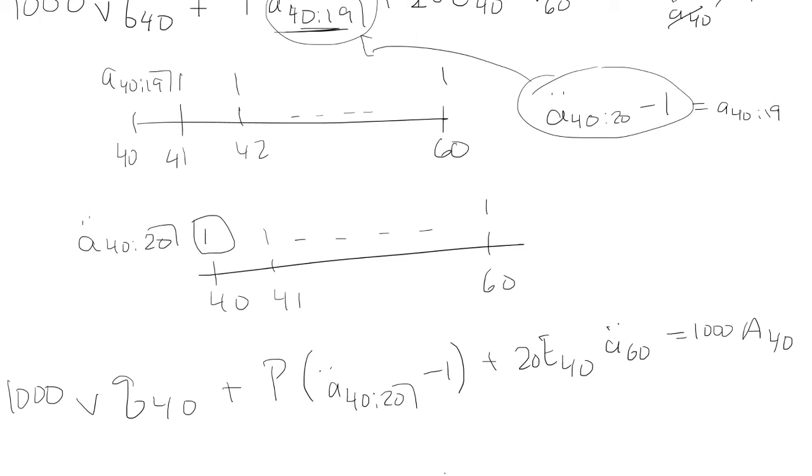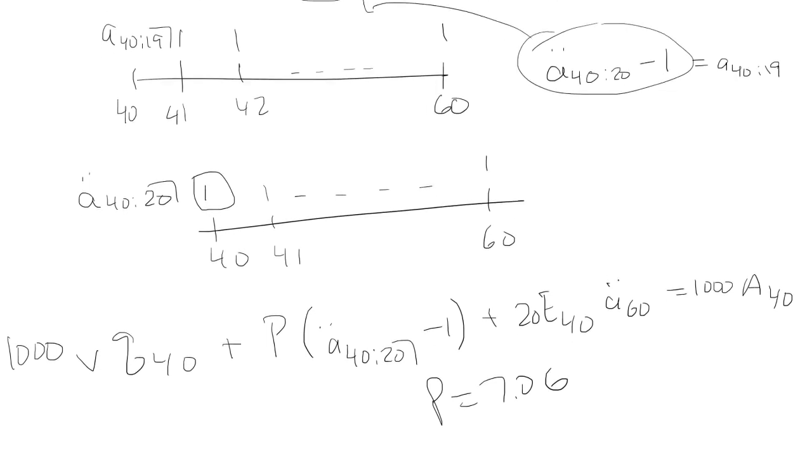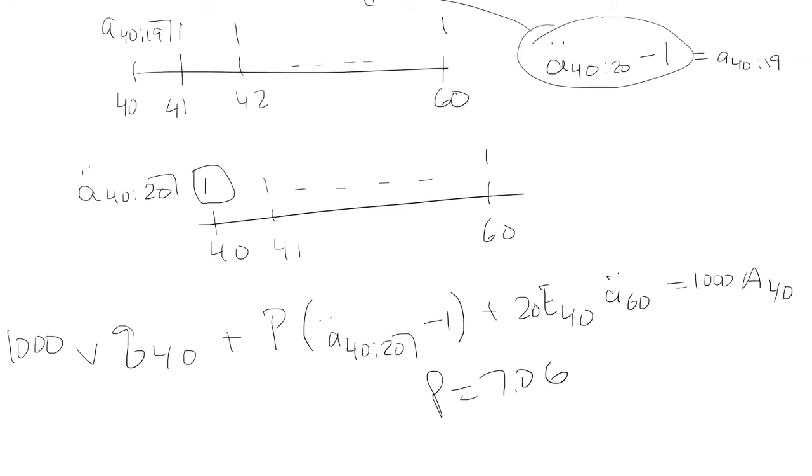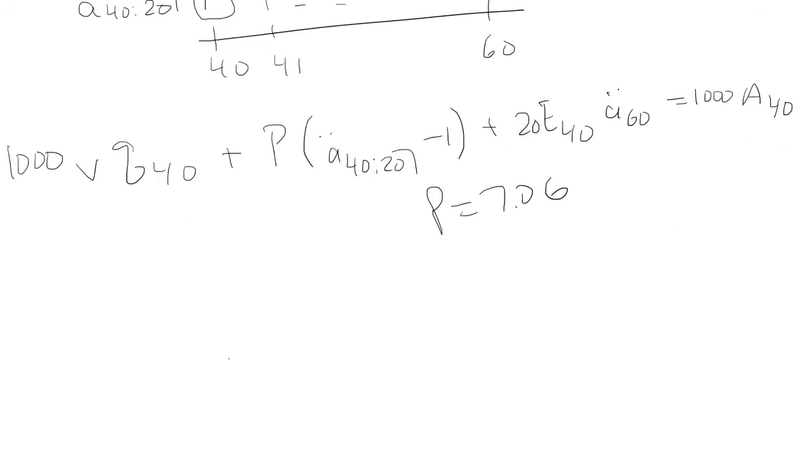In one of the bullet points, it said we can use the standard ultimate life table. So we would just plug everything in here, and we would get that P is 7.06. So we did all this work just to get to whatever that premium was. And if you recall, we need to look at the modified reserve at the end of year 15.